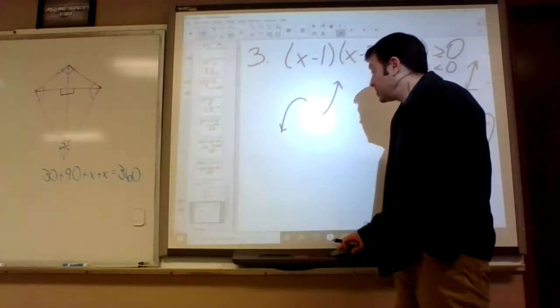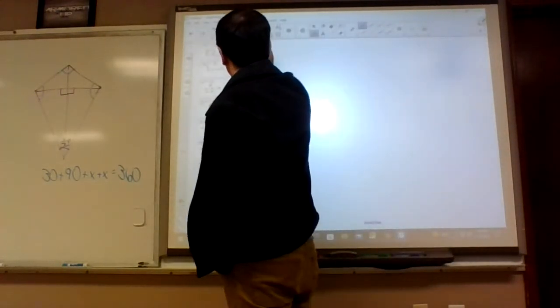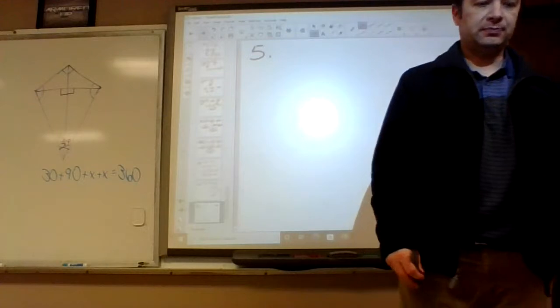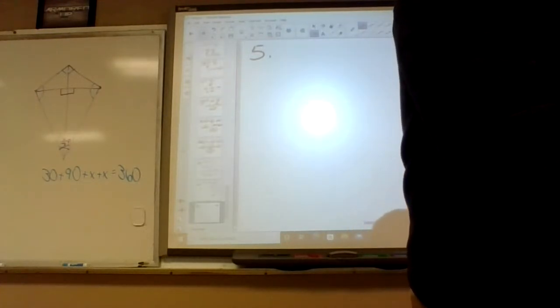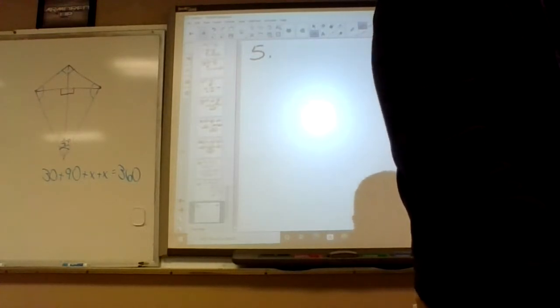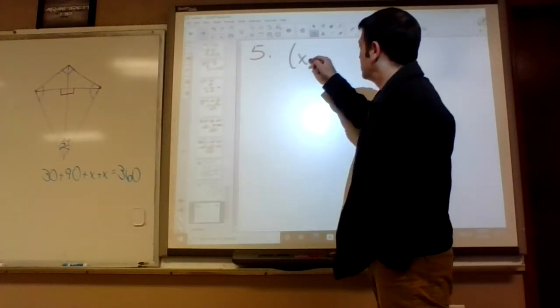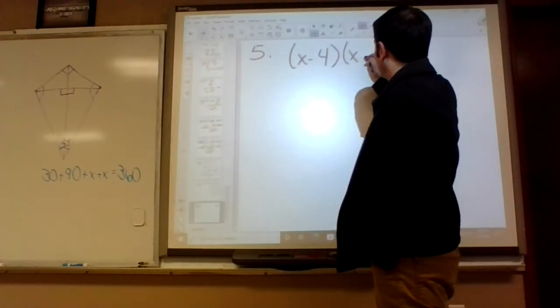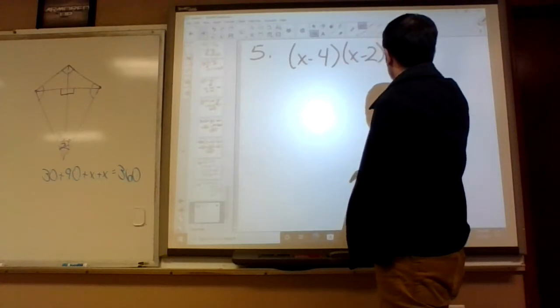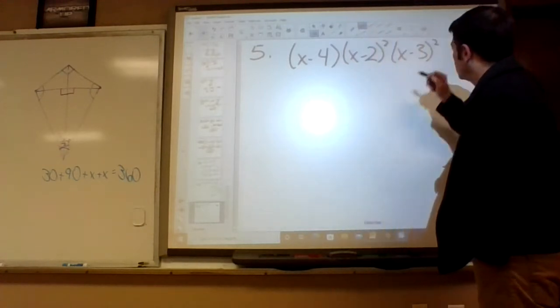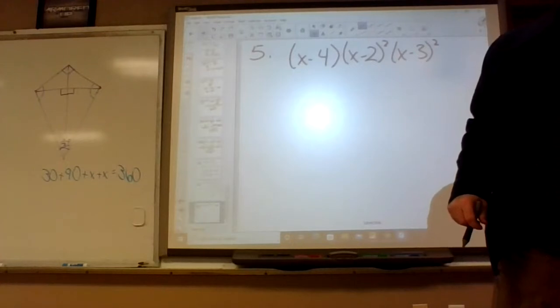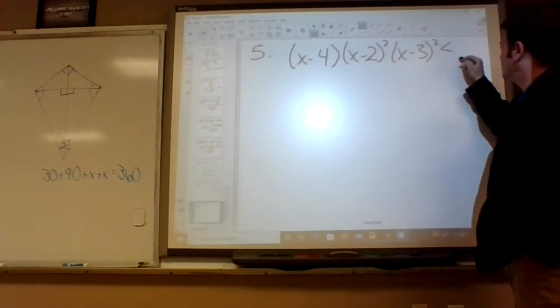Let's keep rolling. Number 5. Negative 3, because that's greater than x. Is this where we fold and stuff like that? Minus 4. No, we're not going to multiply. Minus 4 minus 2, yeah, minus just 3, even though it's like a square root.